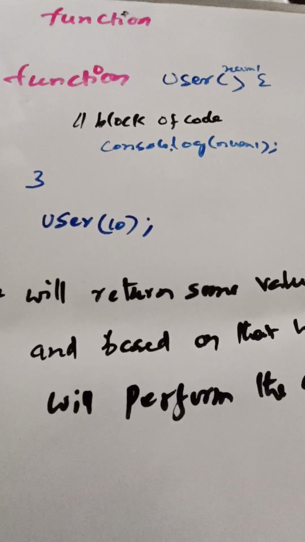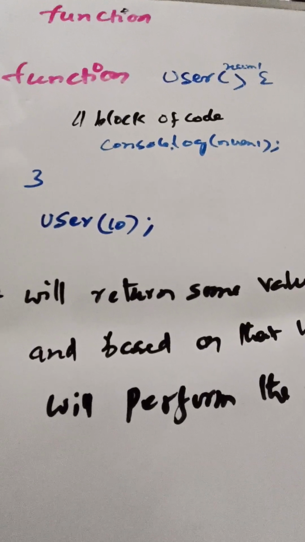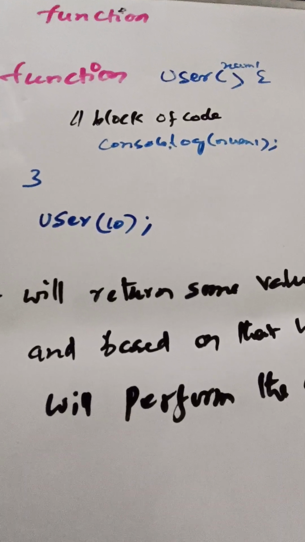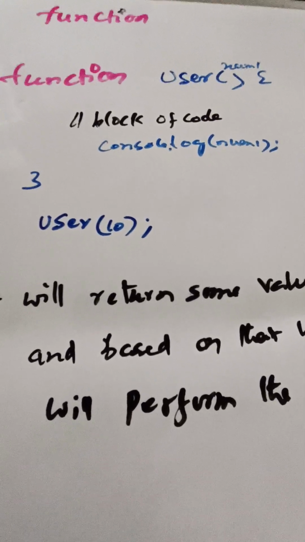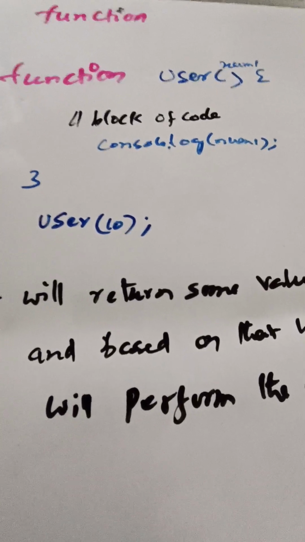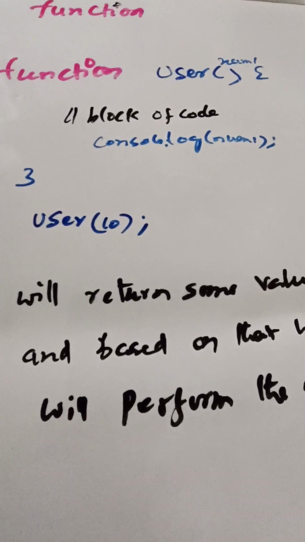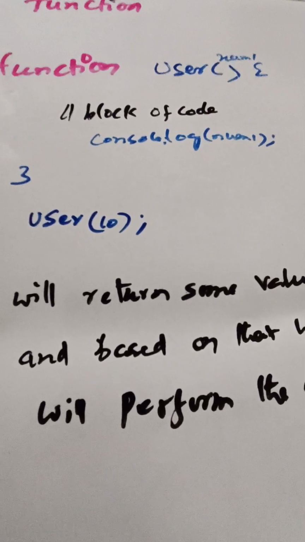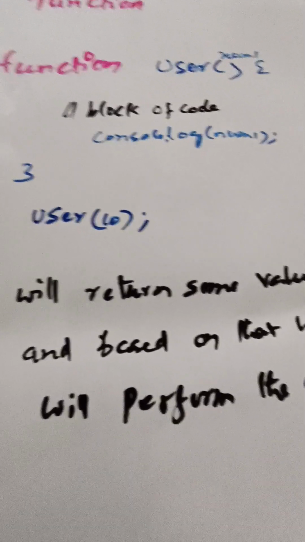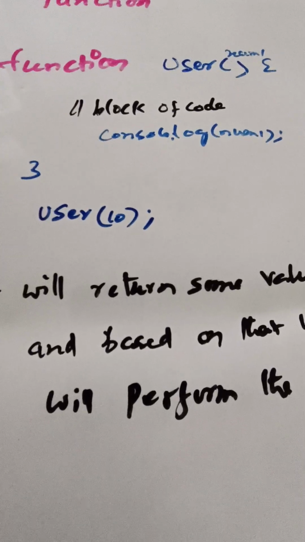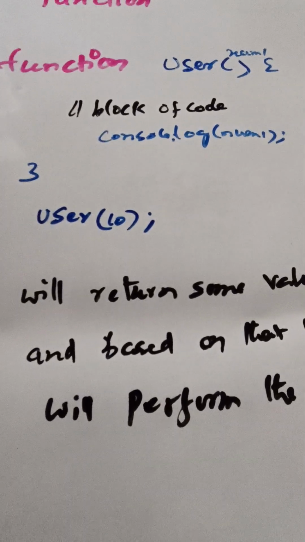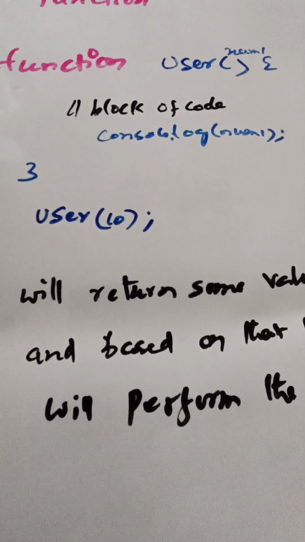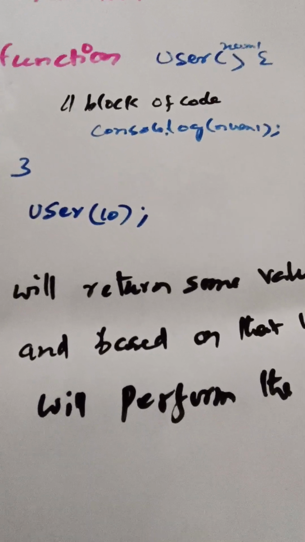Suppose you take the example function user. Initially we don't have any parameters inside the user, with the opening brace, closing brace, and a block of code. In this we'll write some statements. If I want to call this function, I directly call user, and whatever is in console.log Hari, I'll get that output, Hari.